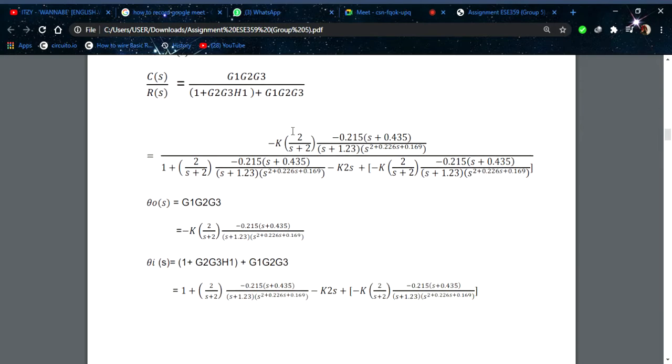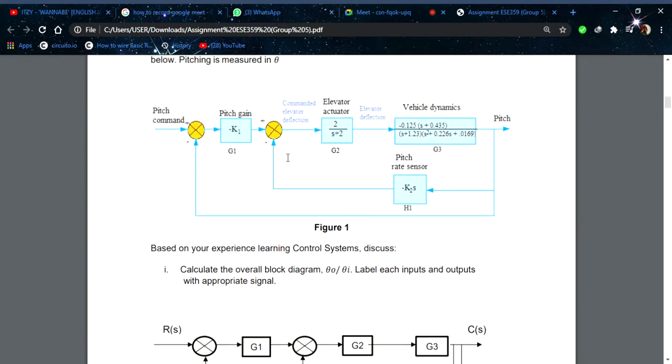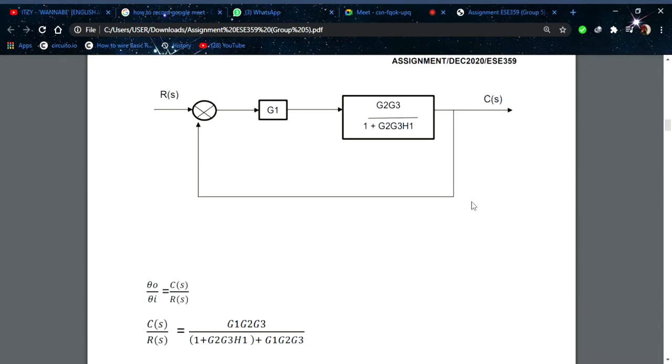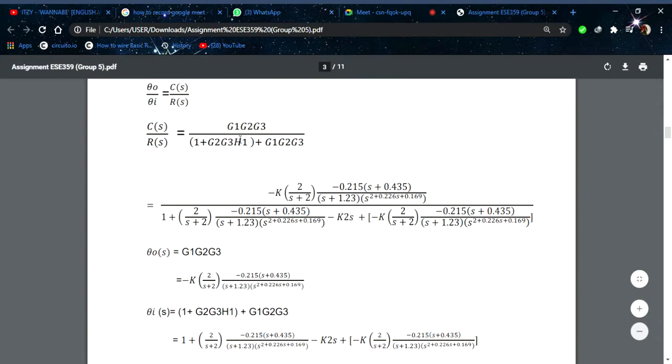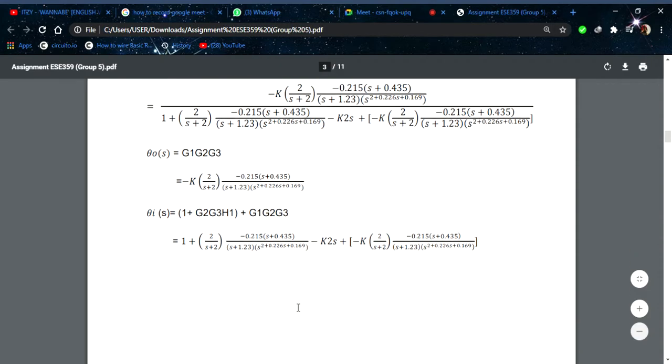So when we get the answer, we can substitute with the values from figure 1. G1 is negative K1, G2, G3 and others. We substitute them into the equation, so we can get the data output G1 G2 G3 equal to the value of the data input. Also we can get the values from figure 1.